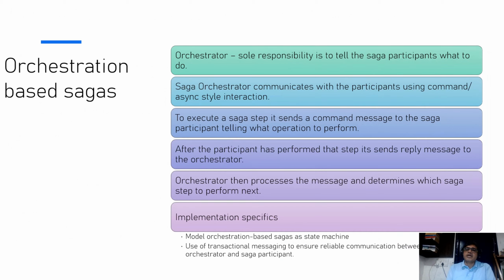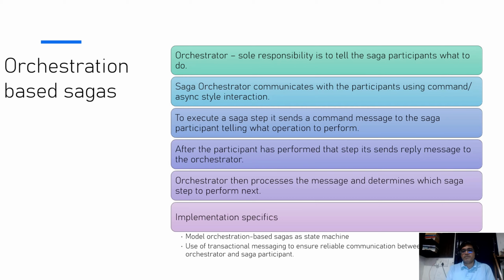Furthermore, now getting into orchestration-based Saga. In the orchestration-based Saga, the sole responsibility of the orchestrator is to tell the Saga participant what to do. The Saga orchestrator communicates with the participant using command, async-style interaction. To execute a Saga step, it sends a command message to the Saga participant telling it what operations to perform. After the participant has performed that step, it sends a reply message to the orchestrator. The orchestrator then processes the message and determines which Saga step to perform next. So you can see the orchestrator is the central conductor in the entire thing.